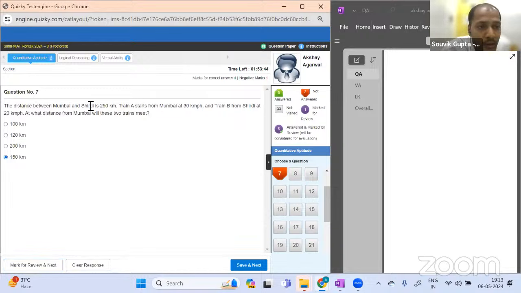I'll just verify again. Distance. Train A starts from Mumbai at speed 30. Yes. So when they meet each other, this train would have covered more distance, 150.